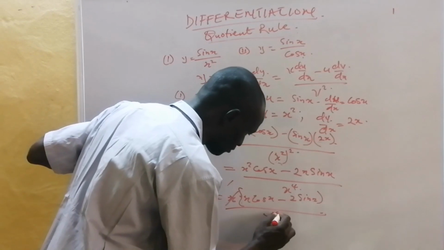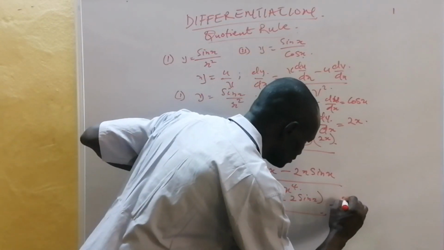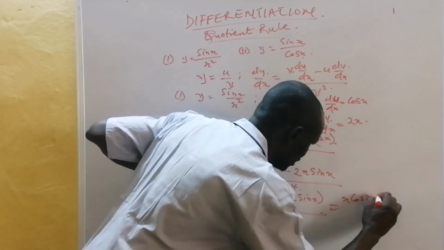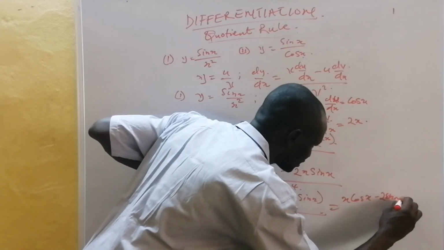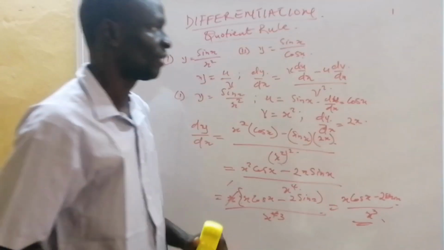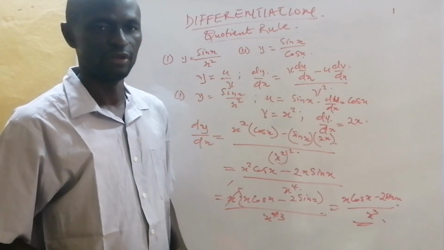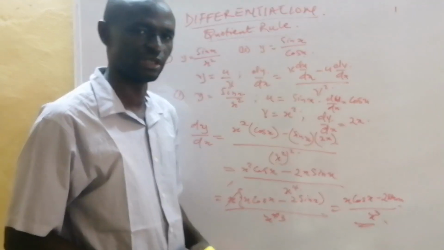x gives away here, and the power becomes 3 here. That's the same thing as (x cos x minus 2 sine x) over x raised to power 3. With that, we've been able to simplify that expression. So let's take the second example.